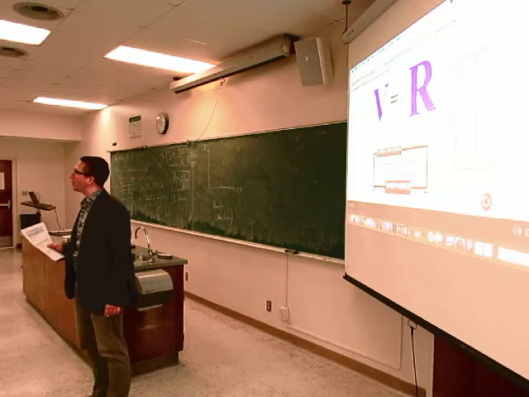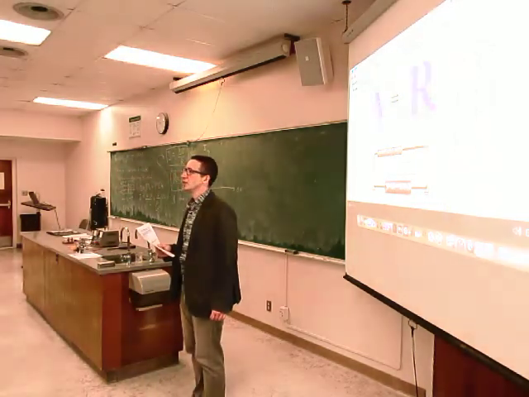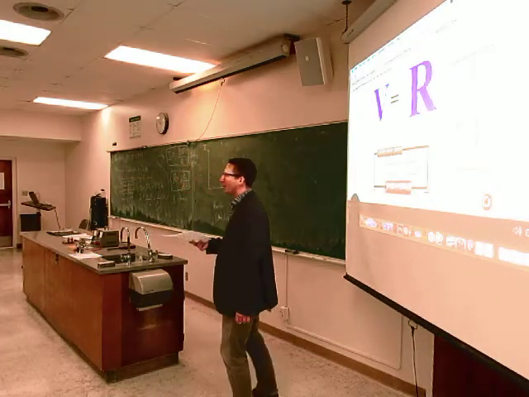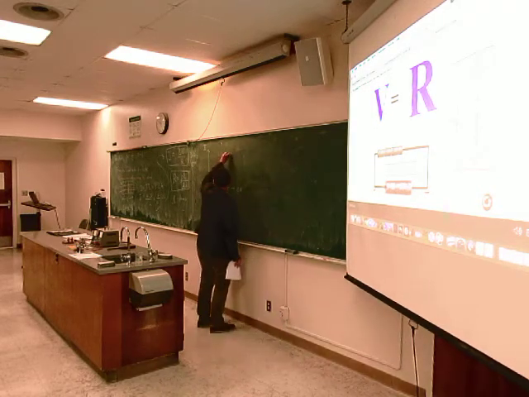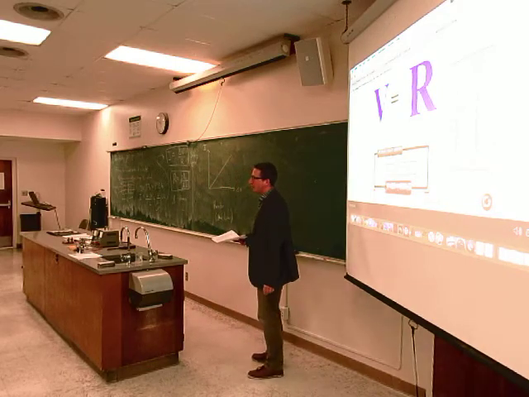All right, can someone describe what the graph would look like in this case? Yes. Linear, positive slope or negative slope? Positive. And how do you know it's linear? V equals IR. Now, what does the slope represent in this graph?